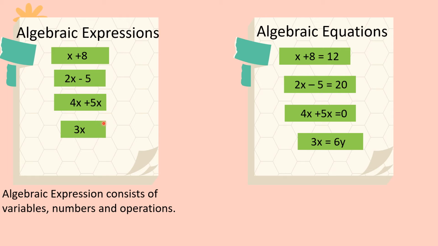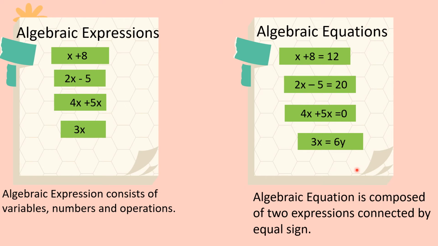Now, algebraic expressions consist of variables, numbers, and operations. It can be just a variable, or a combination of variables and numbers, or a combination of variables, numbers and operations. That's what we call algebraic expressions. While on the other side, an algebraic equation is composed of two expressions connected by an equal sign. It is very obvious that there's always an equal sign. So we have two sides here, the left side and the right side, so we have two expressions here.